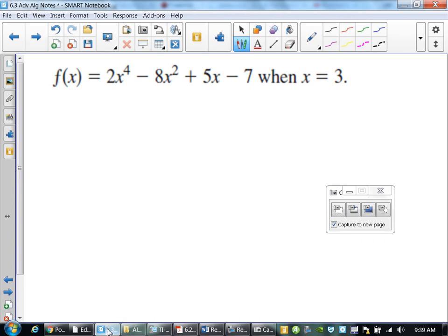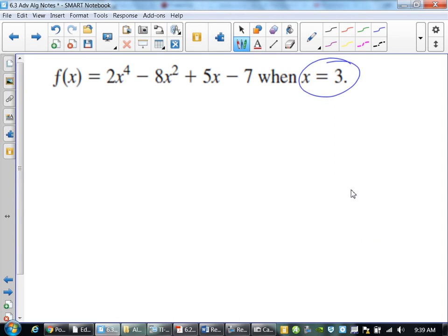Two x to the 4th minus 8x squared plus 5x minus 7. And we're going to use 3 to synthetically substitute. What I was saying a second ago, this value here is x equals 3. If x equals 3, what would the term be that gave you x equals 3? It would be x minus 3.